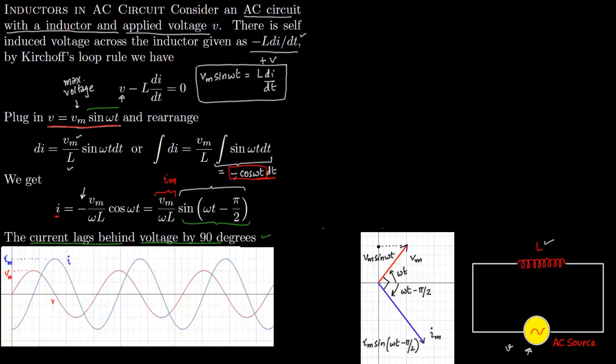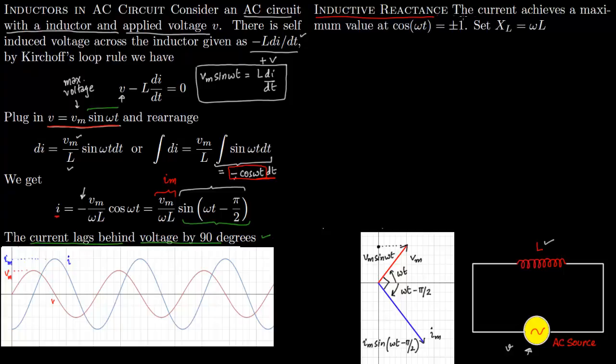So now we talk about inductive reactance. Current achieves a maximum value when cos of omega t is equal to plus or minus 1. So when this value is equal to plus or minus 1, you get the maximum value of the current. So this portion is I of m. You take the absolute value of this, so you forget about the negative sign here. This portion, V m over omega times L, is the current. So basically we write I of m as V maximum, that is the maximum voltage, divided by omega times L.